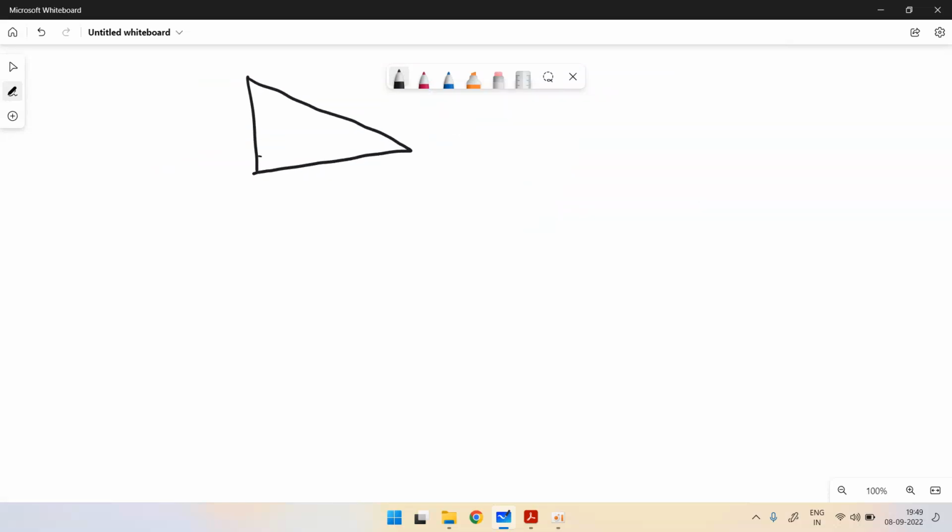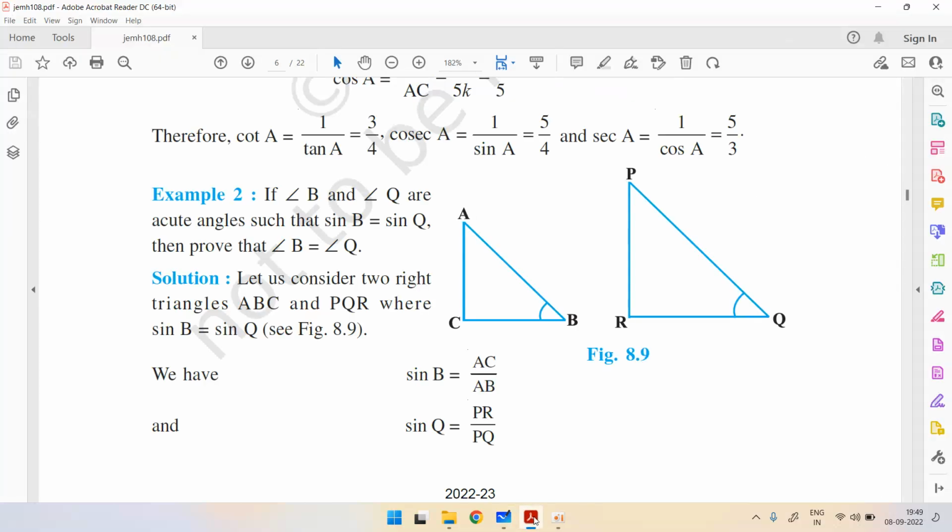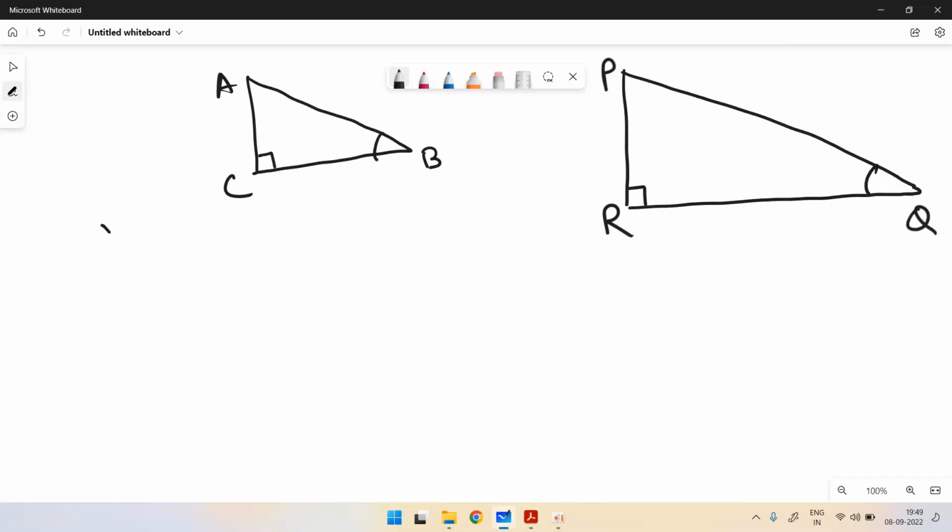You must draw the figure and always take 90 degrees, and this is to be B, and another triangle I am taking, I am drawing a bigger one, this is Q. A C B, P R Q, this and this. Now what is given in the question is that sine B equals sine Q.